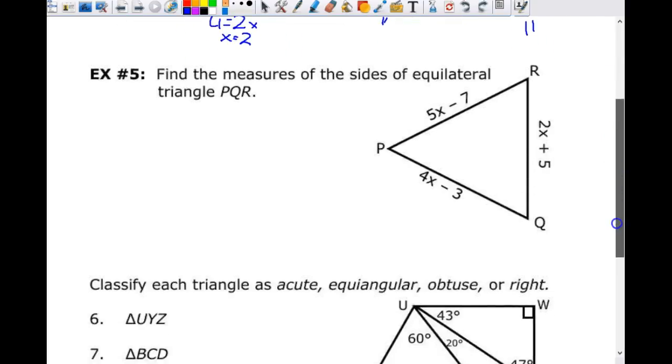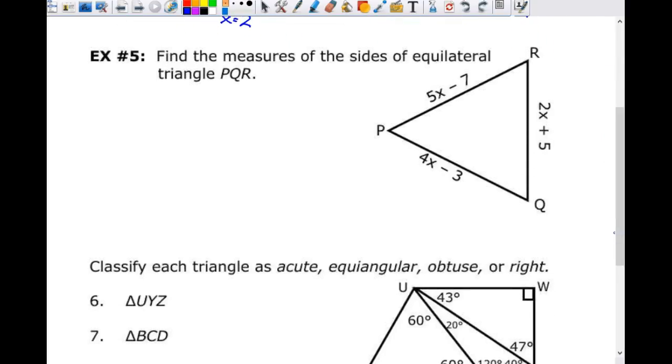Alright, this last one. Find the measure of the sides of an equilateral triangle. Equilateral means you have 3 equal sides. So these are all equal. This is equal to this, and this is, they're all equal. So it doesn't really matter which 2 you choose to set equal to each other. There's one that's easier than the others. But you just create your equation to find x. You can choose these 2, these 2, or these 2 would be fine. Any combination like that is fine because they're all equal to each other.